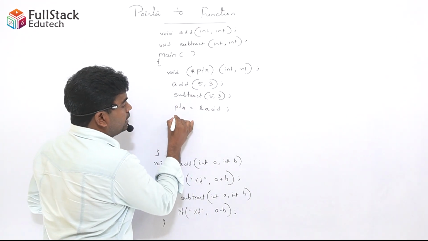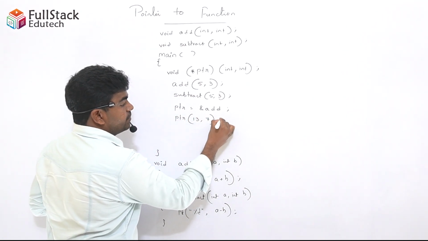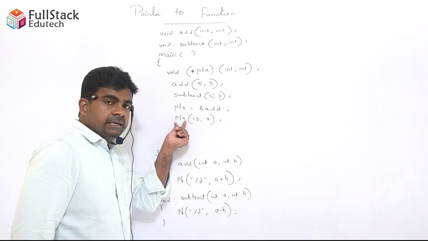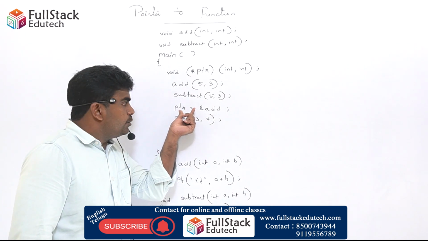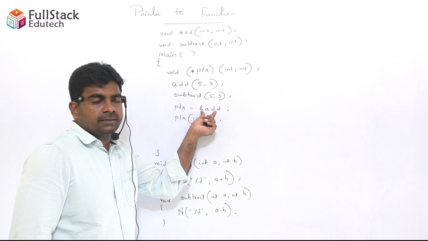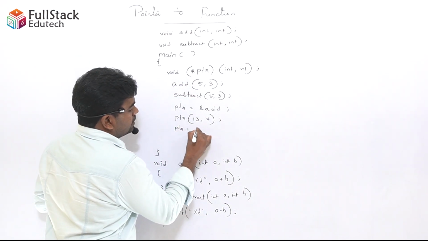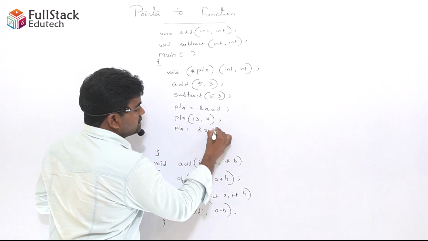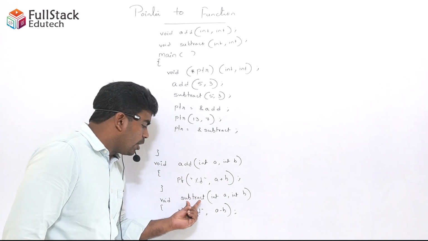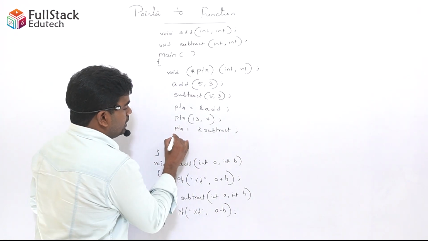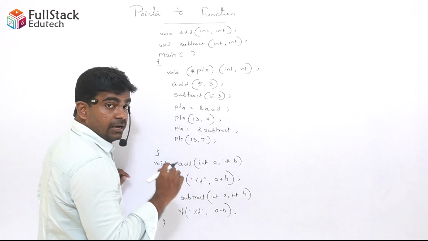So if you call ptr of 13 comma 7, this ptr is pointing to add, because into this ptr you are storing the address of add. So it is pointing to this one. Now observe, into this ptr you are assigning the address of subtract. Then the same pointer variable starts pointing to this one. So now again, whenever you are calling ptr 13 comma 7, observe this.